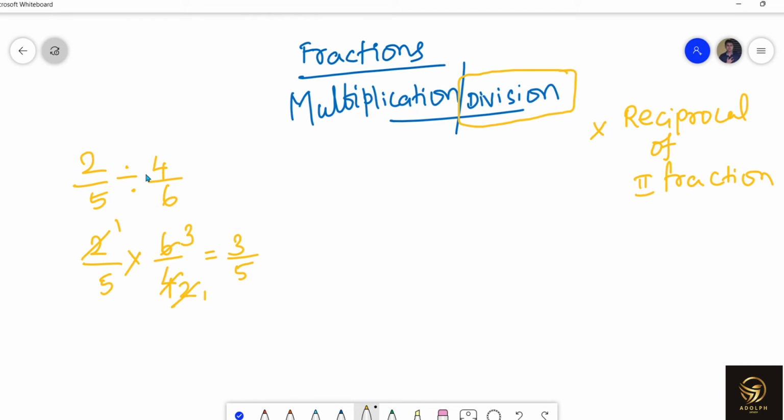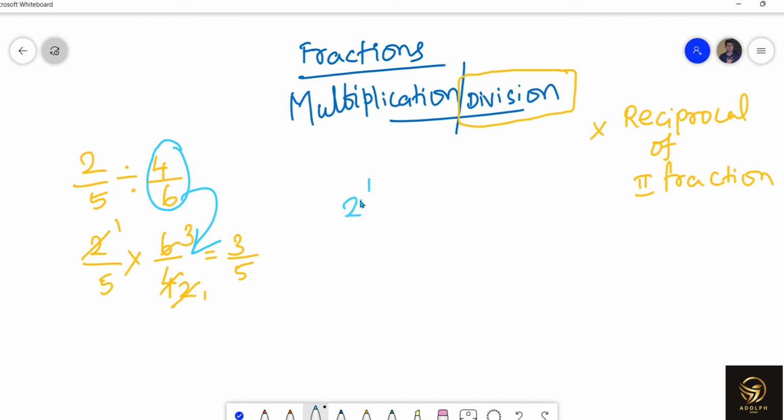That is, you have to change the division symbol into multiplication, which means you have to change the operation from division to multiplication. Immediately, you have to change the second fraction to its reciprocal form. If it is 4 by 6, then you have to change it to 6 by 4. We'll see another example.